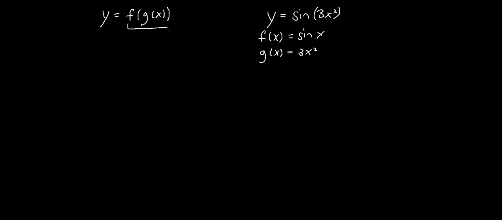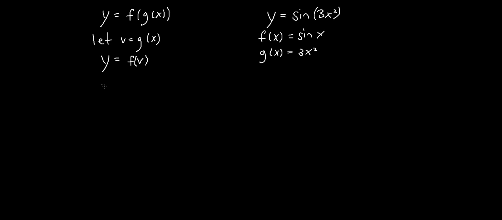Well, this is a pretty ugly big chunk, so why don't we assign a variable to g of x to make it look a little bit simpler. So let's say, why don't we let v equals g of x? So now we can rewrite the function as y equals f of v. Now how do we take the derivative of this?